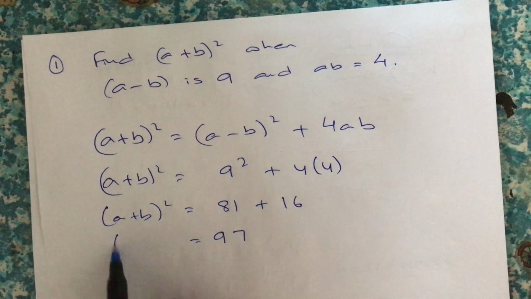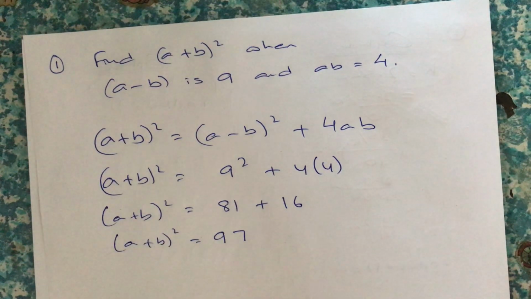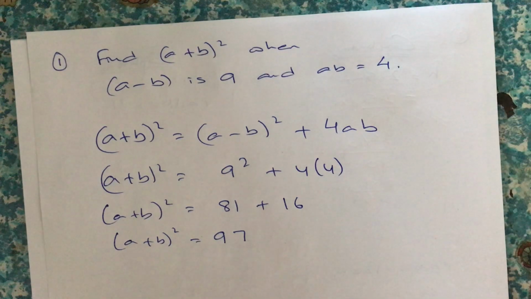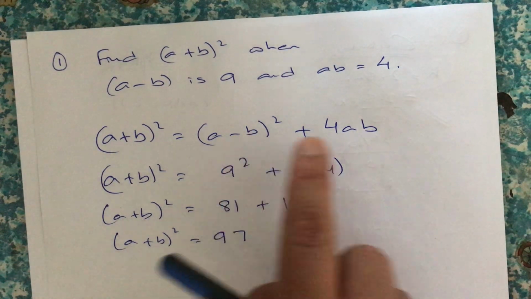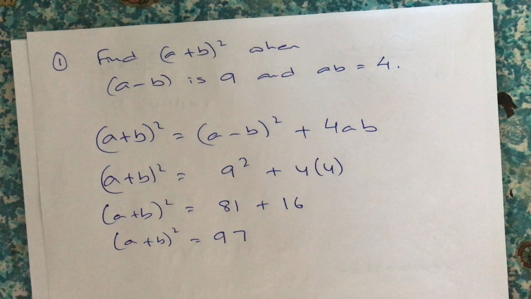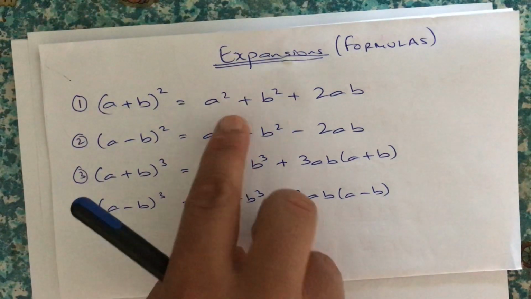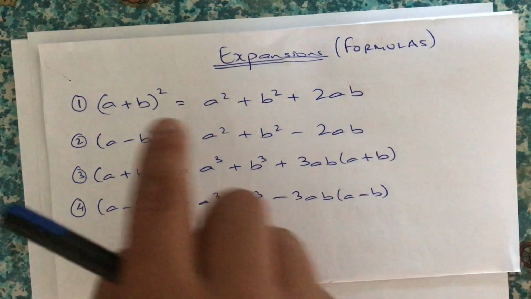It's very easy. You just have to remember the formula and know when we are supposed to use it. If I have a minus b and ab given, I'll use the new formula. If I have a square plus b square and ab given, I'll use the original formula. So that depends upon what is given.